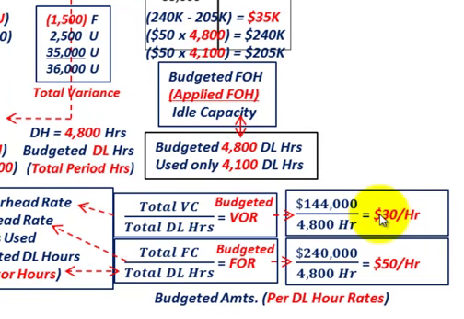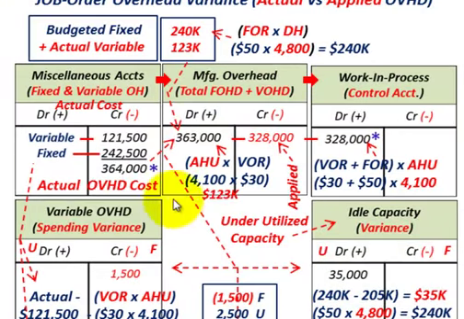hour that we use. And then for our fixed overhead rate, we take our total fixed cost, $240,000 budgeted, and our total direct labor hours, again, 4,800 direct labor hours. So that's going to give us a $50 per hour fixed overhead rate. So every direct labor hour, $50 is going towards our fixed overhead rate. And again, those are budgeted amounts, and they are per direct labor hour rates that we're looking at. Okay, so now let's go up and do our analysis.